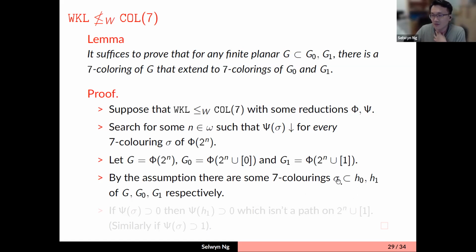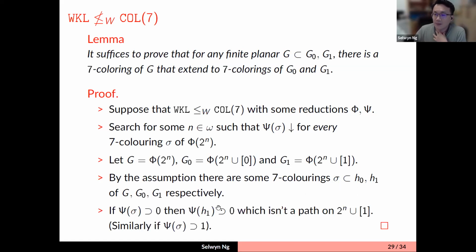So in particular, psi converges on sigma. But then now you get a problem because H0 and H1 both extend sigma. So psi has to be defined on H0 and H1. But then you get a problem because psi of sigma has to extend either 0 or 1, but then for example, if it extends 0, then psi of H1 will give you a contradiction, because psi of H1 is supposed to give you a path on the input tree, but on the input tree corresponding to H1, 0 does not extend to an infinite path on the tree.